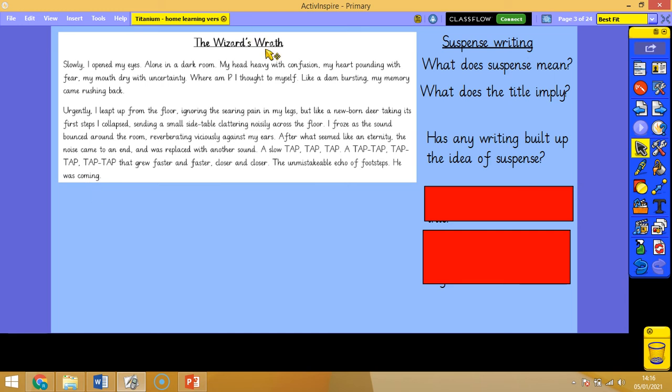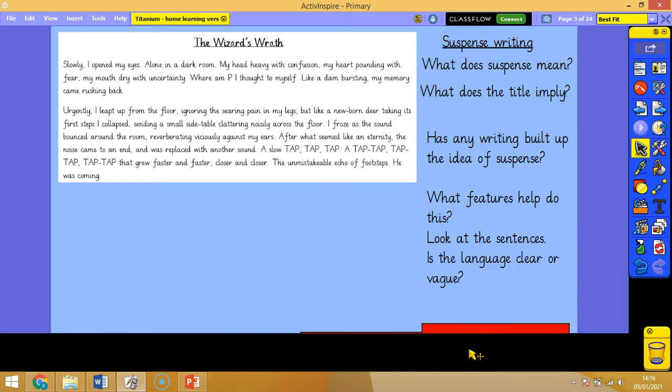And with the idea of the Wizard's Wrath, is he good? Is he bad? I don't think he's good, because here we are ignoring the searing pain in my legs. The person who's talking has been alone in a dark room, almost like a prison. So we're getting the idea that this person might be in trouble. These little clues that we pick up throughout, and these short sentences, are building suspense at the moment.